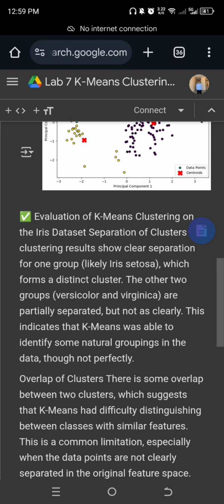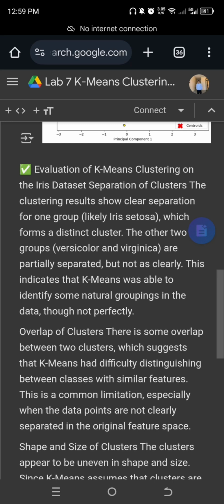Overlap of clusters. There is some overlap between two clusters, which suggests that K-means had difficulty distinguishing between classes with similar features. This is a common limitation, especially when the data points are not clearly separated in the original feature space.